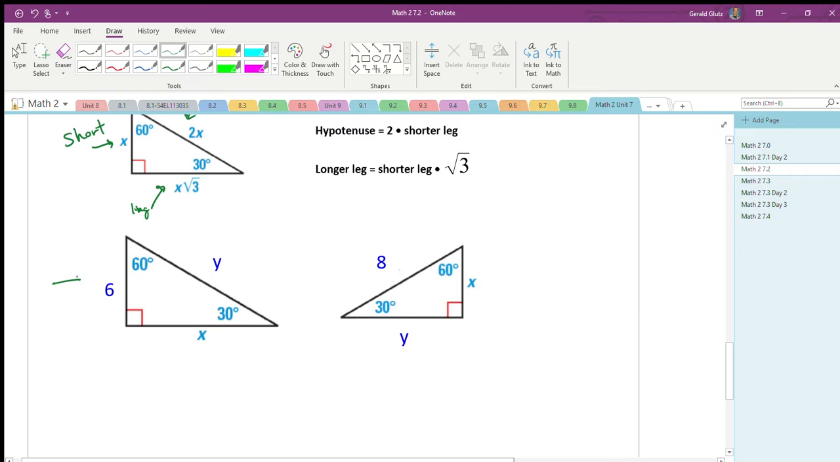So this is the short leg. These are the two legs because they're touching the 90-degree angle. This is the long leg. And then of course this is the hypotenuse.